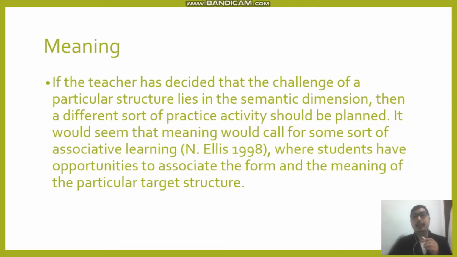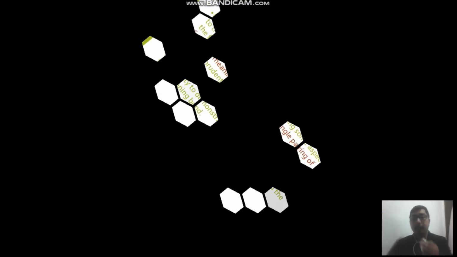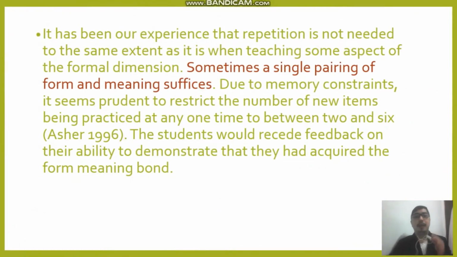If the teacher has decided that the challenge of a particular structure lies in the semantic dimension, has something to do with the meaning, then a different sort of practice activity should be planned. It would seem that meaning would call for some sort of associative learning, where students have opportunities to associate the form and the meaning of the particular target structure. So there should be association between form and meaning, acknowledging that the problem of the students has something to do with the meaning, the semantics.